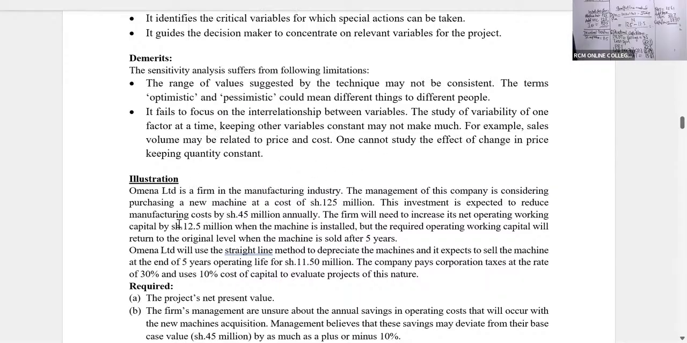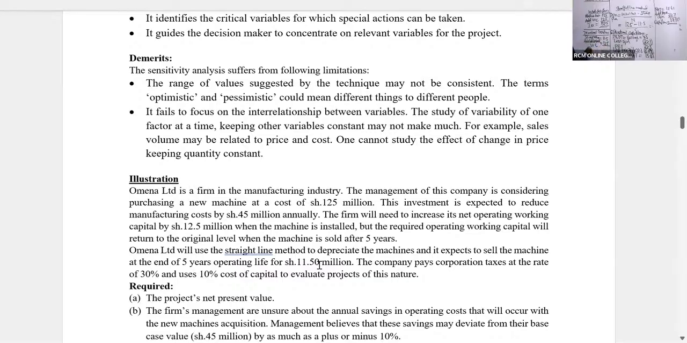So if you look at that question, madam, very well, there is a second paragraph starting with Omena Limited uses straight line method to depreciate the machines, and it expects to sell the machine at the end of the 5 years for 11.5. So when we terminate, we are going to get scrap value 11.5. And then we're going to have the working capital which we injected returning back to us. So we add released working capital. Do you remember how much the released working capital was? 12.5, isn't it? So you add here.